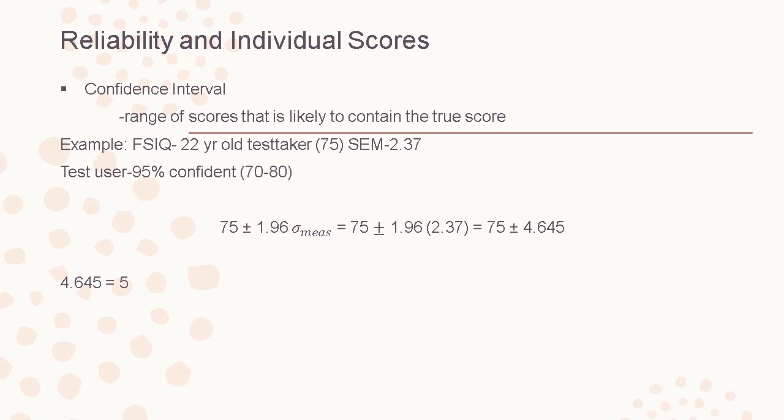For example, a 22-year-old test taker takes a full-scale IQ test and scored 75. The SEM is 2.37. The test user is 95% confident that the true score lies from 70 to 80. So, with this formula, the final answer will be 75 plus or minus 4.645. 4.645 if rounded will be 5. 75 plus 5 is 80. 75 minus 5 is 70.